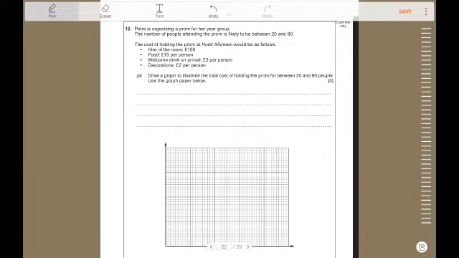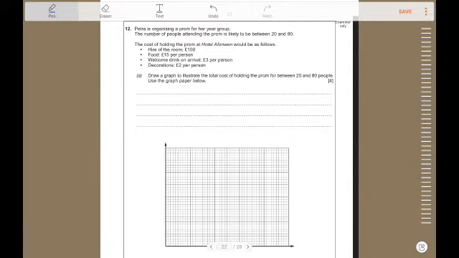Okay, this is a question from the GCSE Intermediate Numeracy Unit 1 paper. This is about drawing a graph from some information, and typically the graph is a straight line. So let's have a look to see what we have.